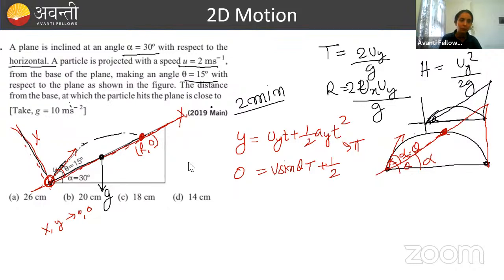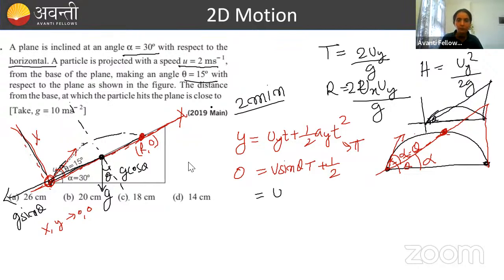If you're going to break it, draw a line parallel to the y-axis. This angle will become theta. You already know such things. So this is your G cos theta, and in this direction it will be G sin theta. So along the y-axis, in the downward direction, acceleration is G cos theta. Along the x-axis, towards the negative direction, acceleration is G sin theta.